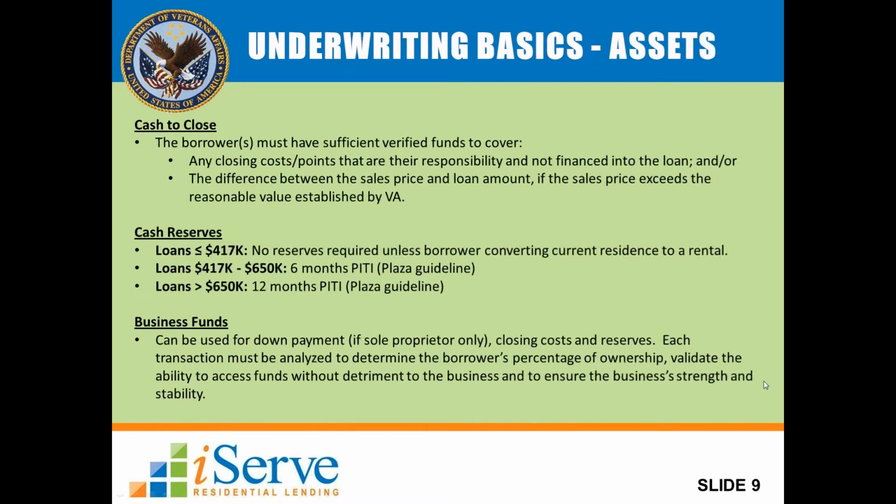All right, let's move over to assets. As far as cash to close, it's quite possible that a borrower could do a VA loan without having to bring in any money to the closing table. But if they do, we have to have sufficient funds to verify any closing costs that they're responsible for, and then any down payments that they may be coming in with. If there is a difference between the appraised value and the sales price, then they'll have to come in with that difference as well. On cash reserves, as long as the loan's below 417, there's no cash reserves required.